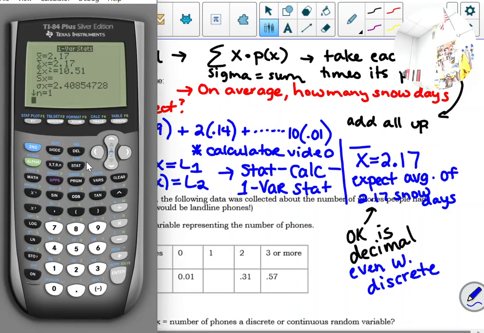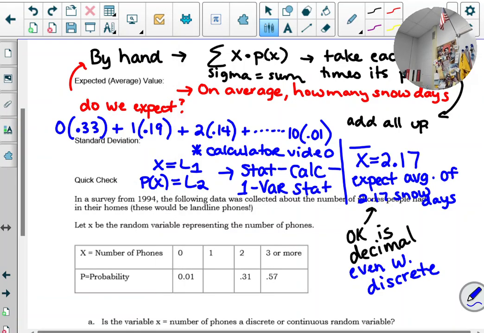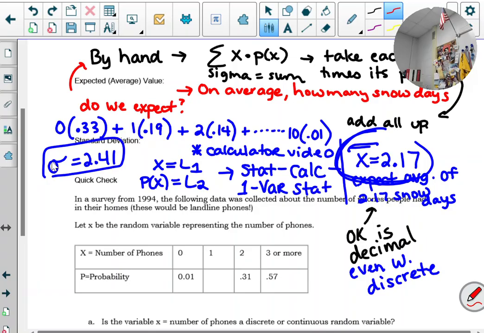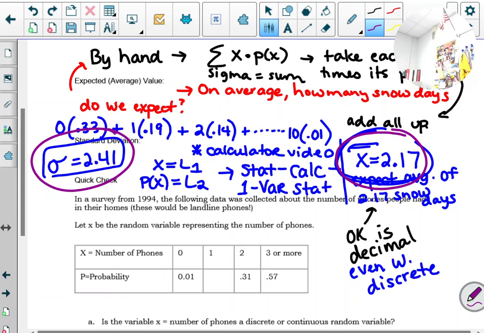Now, if we use our calculator to do the expected value, the standard deviation is also right there on the screen, about 2.41. That is my standard deviation. So if I was going to talk about what's the variability in the number of snow days, there's an average of about 2 per year. How does that fluctuate? It fluctuates plus or minus 2, plus or minus 2.5. So we usually have about 2 snow days on average, plus or minus 2. So anywhere from roughly 0 to 4 is expected.